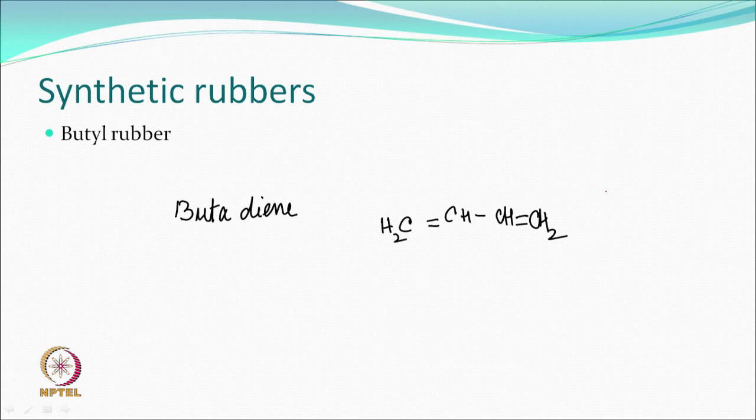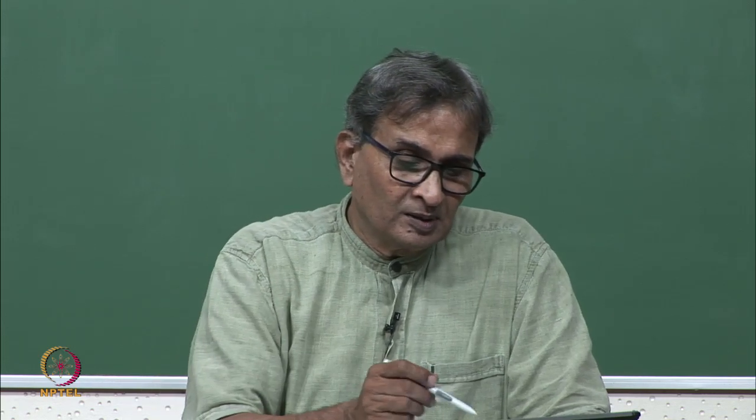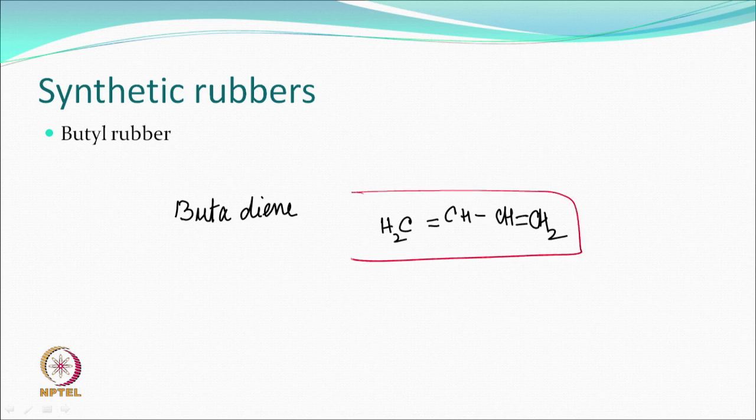Another interesting synthetic rubber is called butadiene or butyl rubber. Butyl rubber's inspiration again is from isoprene, but this is also not natural, it is synthetic. So, you again have a compound which has two double bonds.